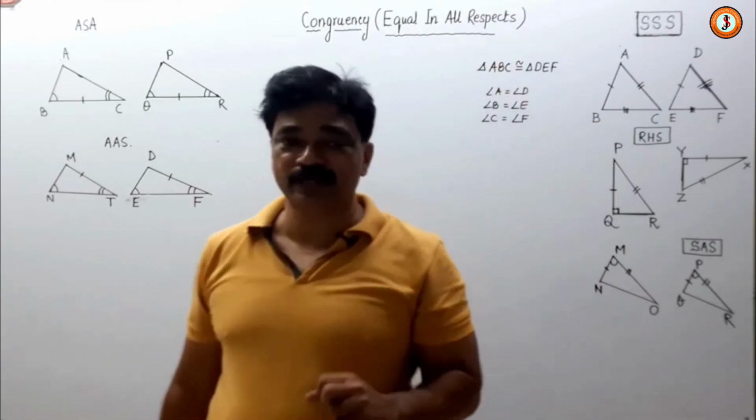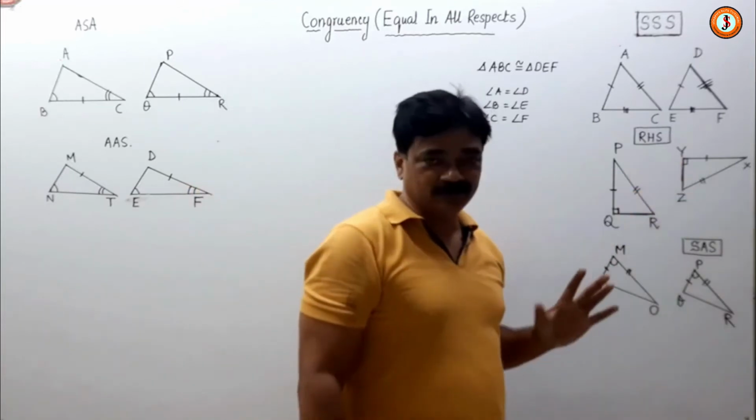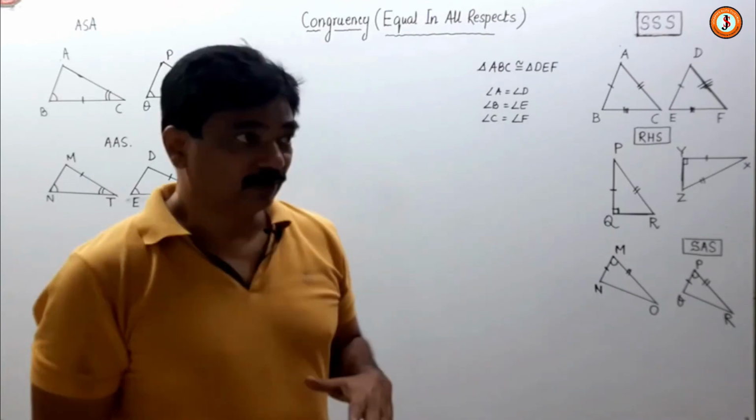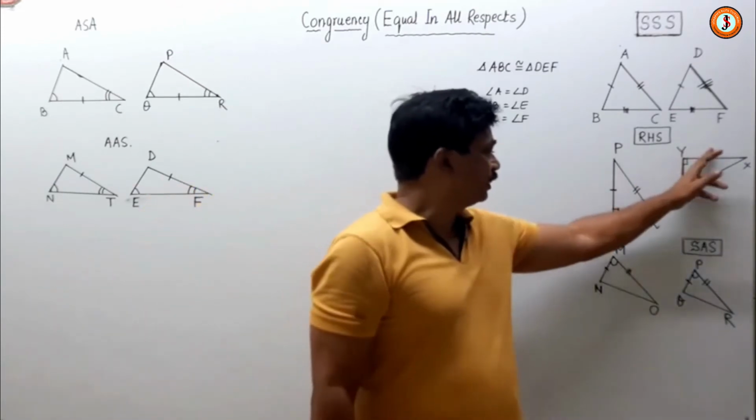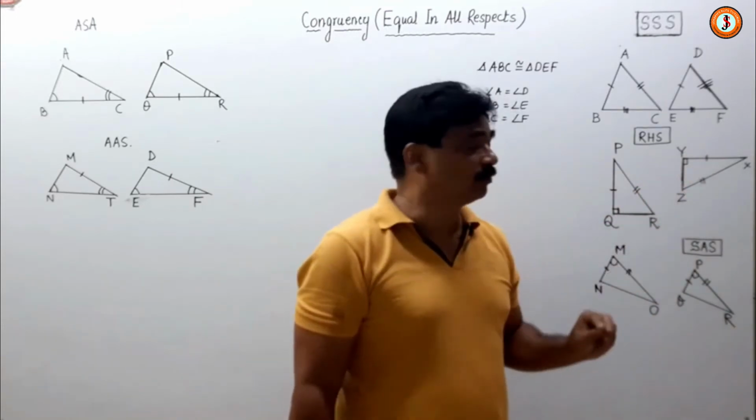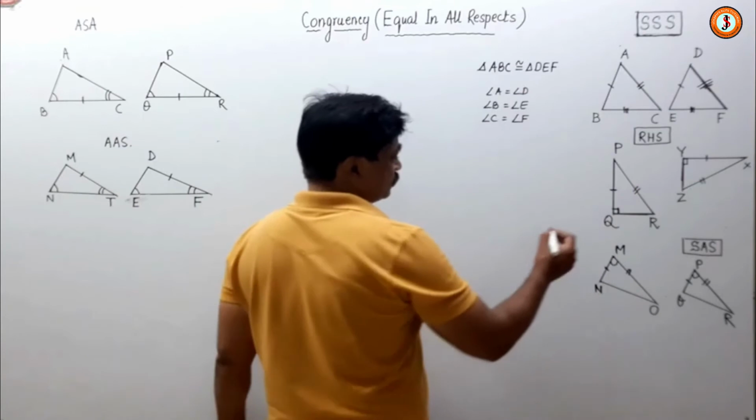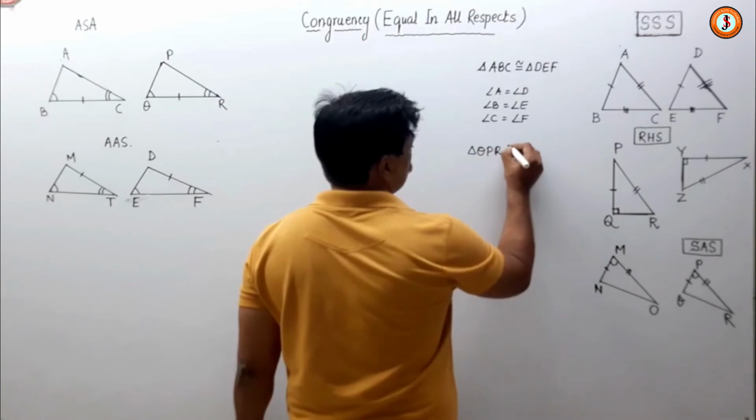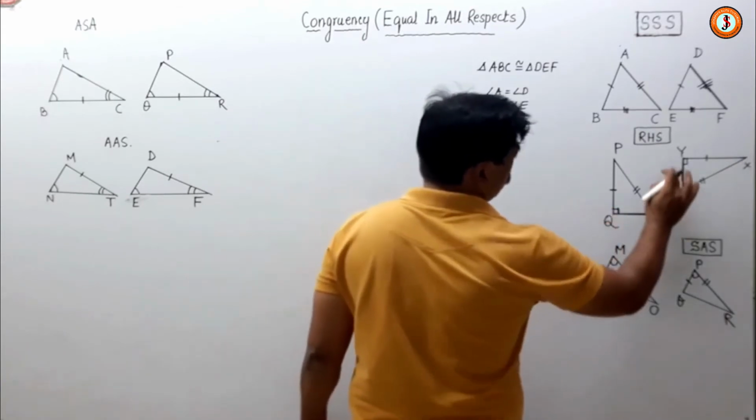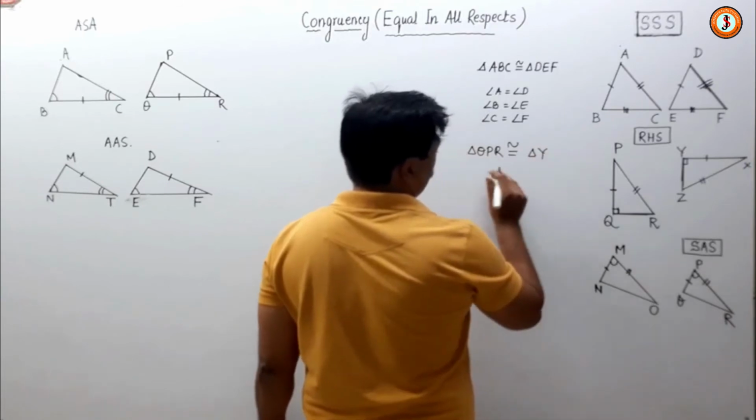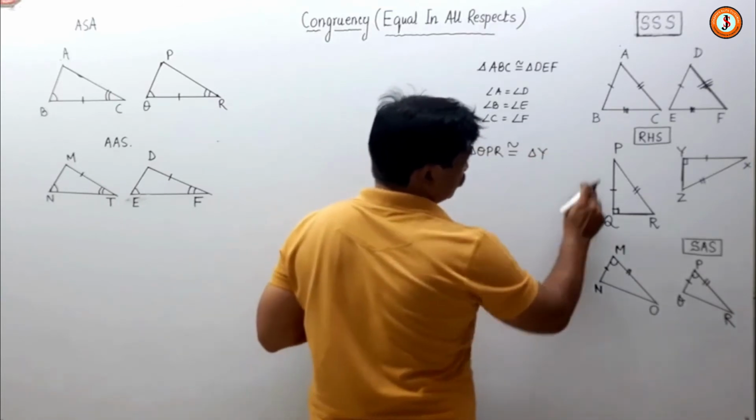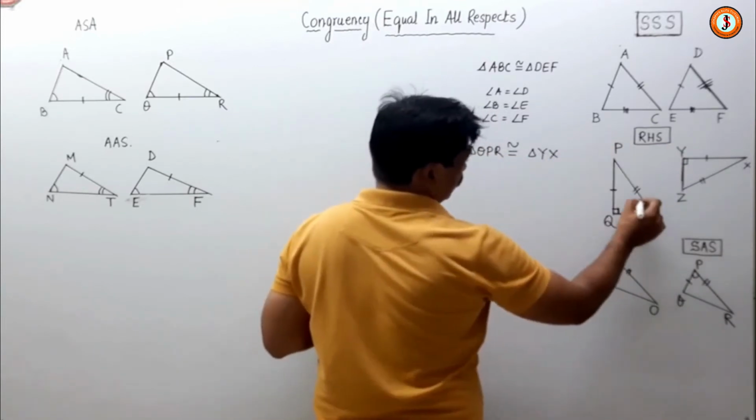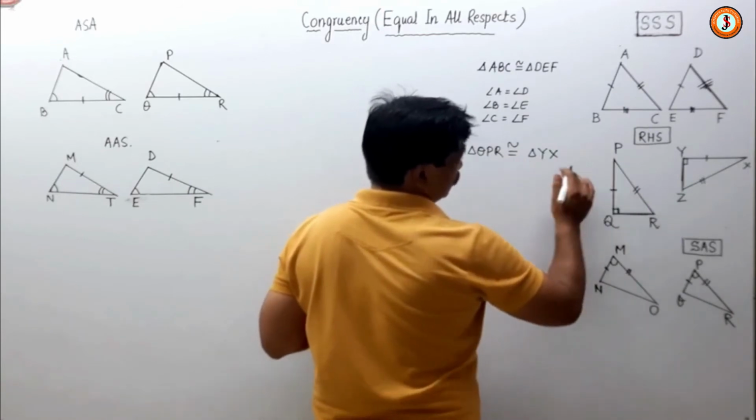RHS means in any 2 right angle triangles, one angle is obviously equal, that is the right angle, and then any one side and the hypotenuse. H means hypotenuse. So how will I write? Suppose I write triangle QPR is congruent to triangle... Q is 90, so what will be 90? Y. And then P. So QP side is 1 dash, so YX side will be 1 dash. Then PR is the hypotenuse, so XZ is the hypotenuse.